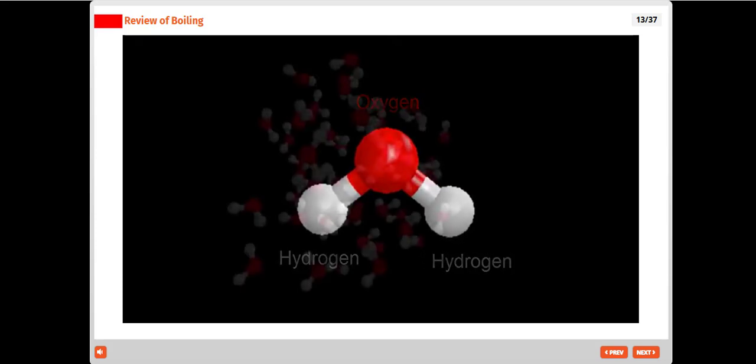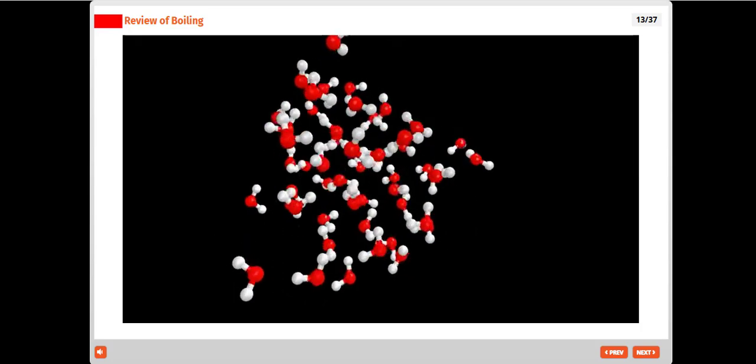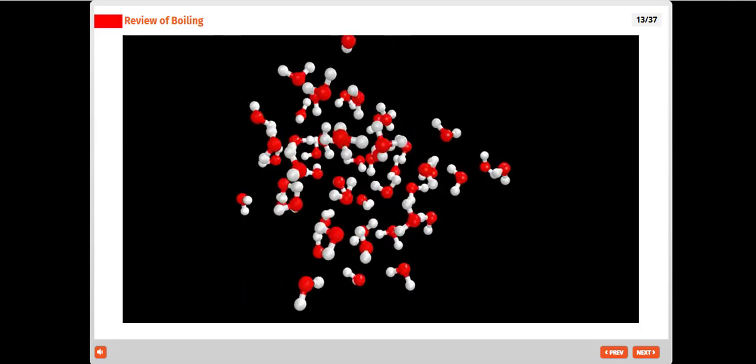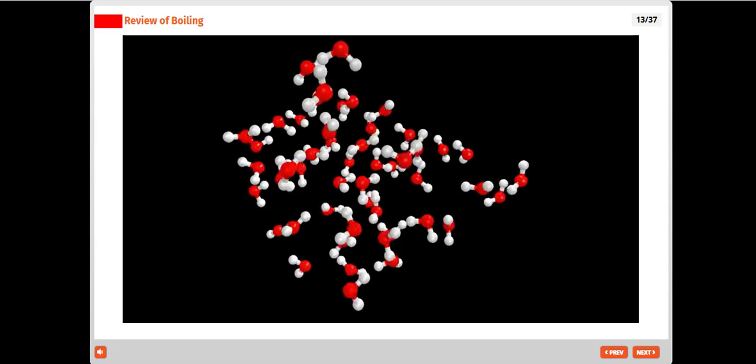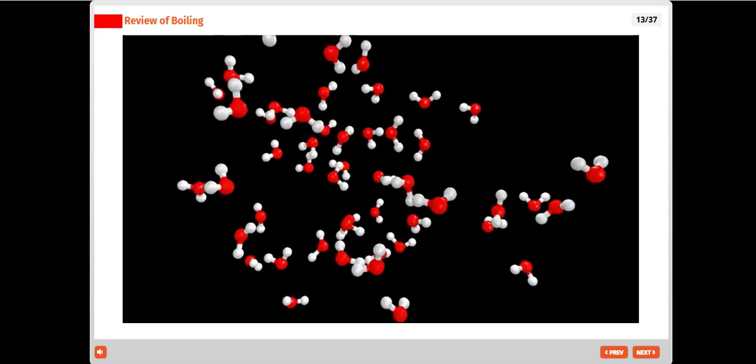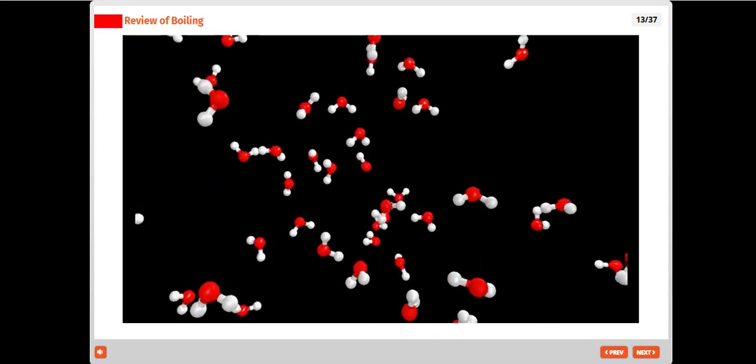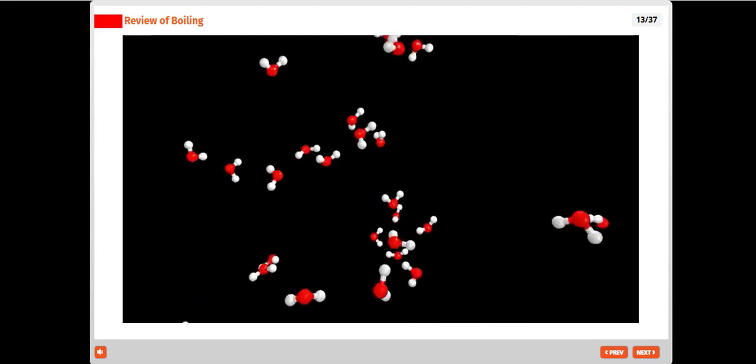When we add heat, they move faster. And if we add enough heat, they'll spread out and they'll form a gas. We call that gas water vapor. Note that there's nothing between the atoms here. The black is empty space.